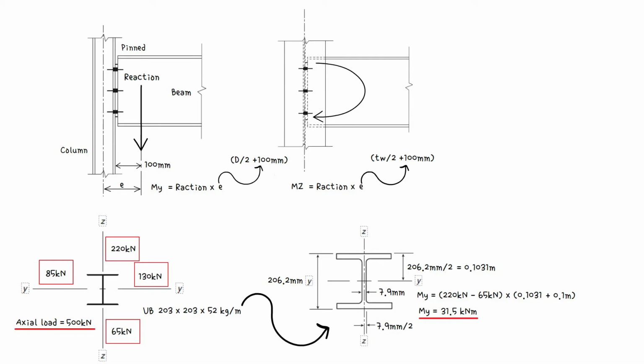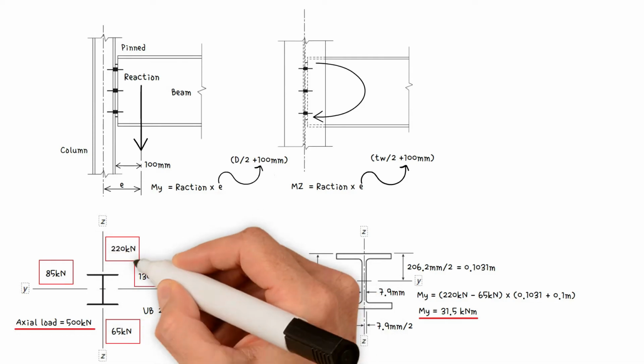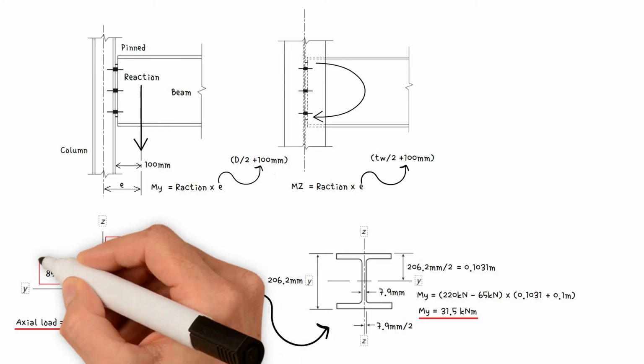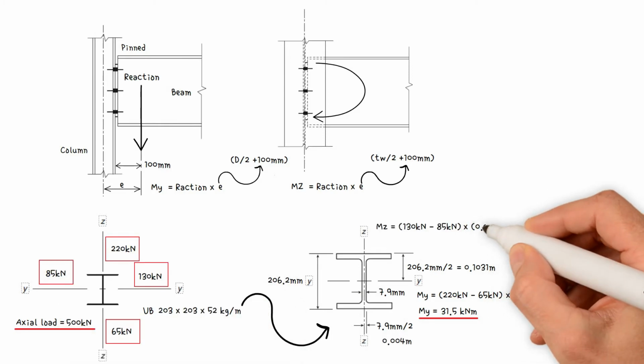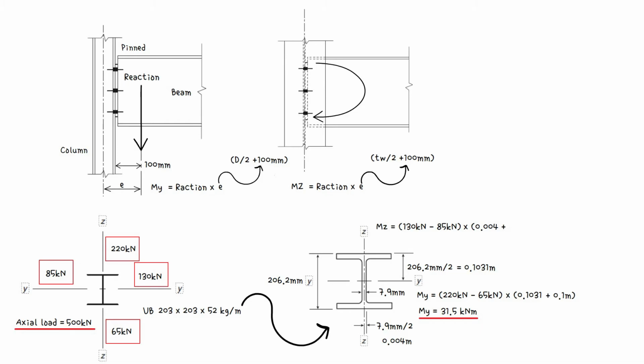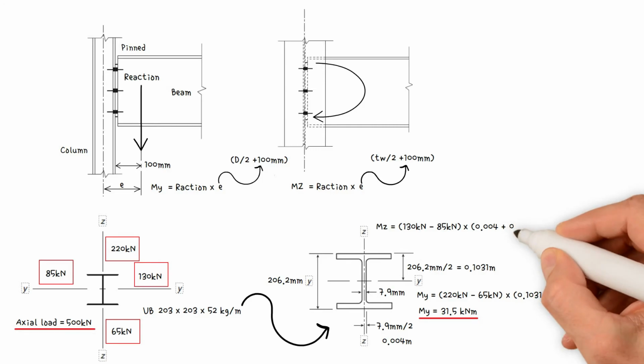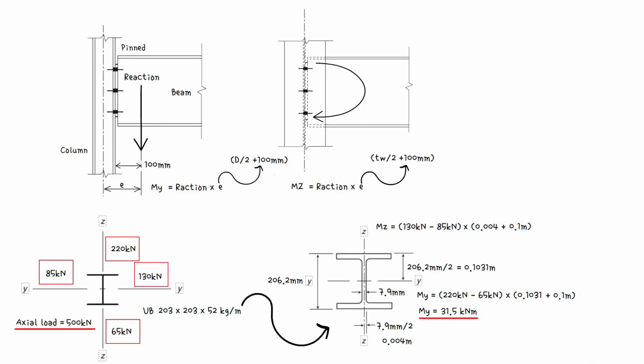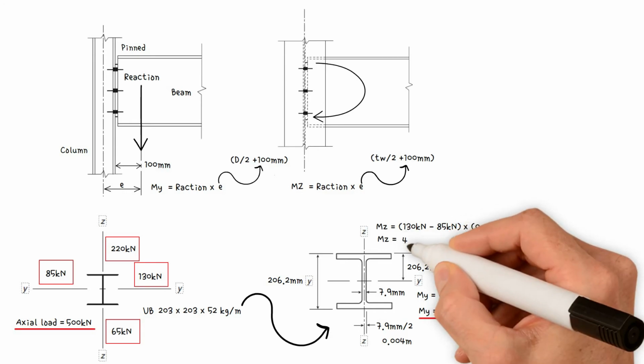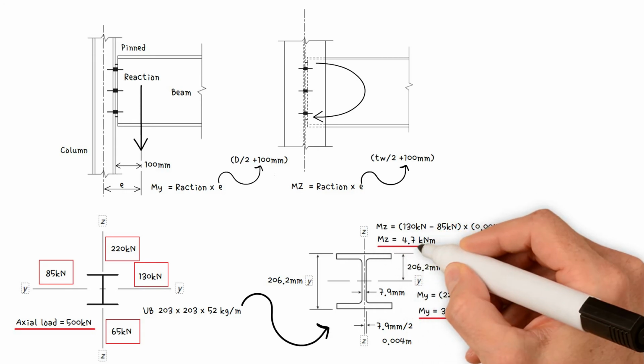Finally, working out the bending moment about the z-axis, which equals 130 minus 85 times half the web thickness, 0.004 meters, plus again the distance from the face of the column where the beam reaction is assumed to act, which is 0.1 meters. This corresponds to the value of 4.7 kilonewton meters.